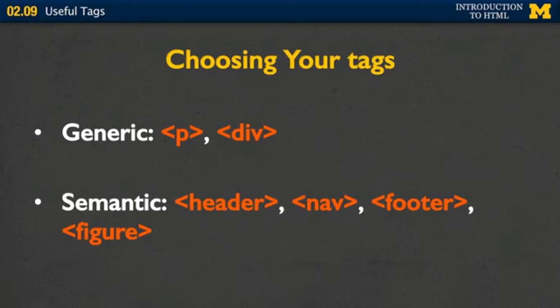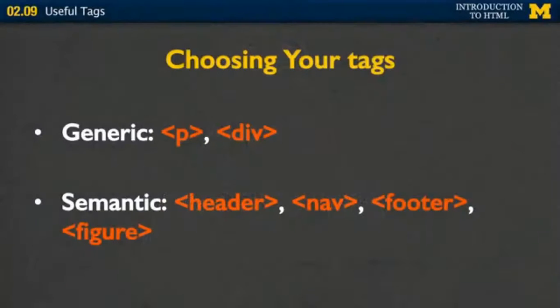There are the generic kind of what we call block tags, paragraph and div, that break your code into nice sections. Paragraph is kind of self-explanatory, and div gives you a way to put groups of content together. But the problem with both div and paragraph is that they're very generic. So we want to move over to the idea of using these semantic tags, such as header and nav, footer, and figure. And we talked about those in an earlier video.